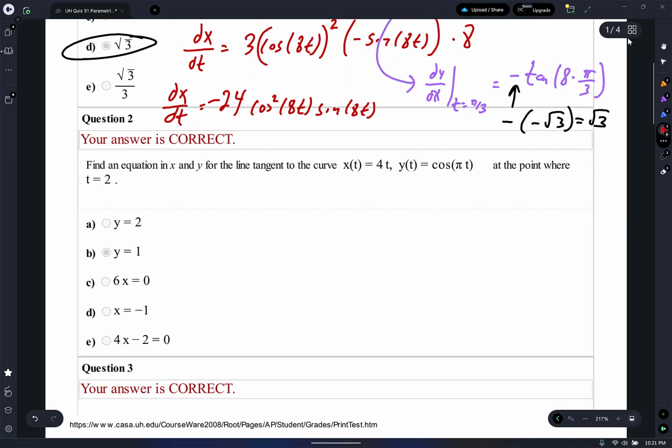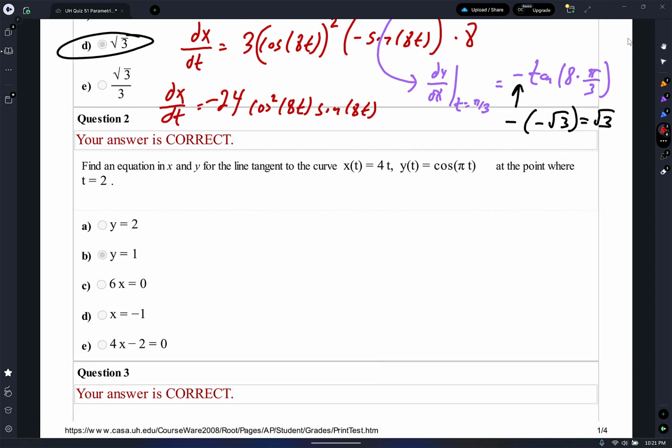All right, let's see. Find the equation in x and y for the line tangent to the curve at the point where t equals 2. So I need a point and a slope. So I'm going to plug in a 2. So x of 2 equals 4 times 2, which is 8. And y of 2 is cosine of 2 pi, which is 1. So my point is (8, 1).